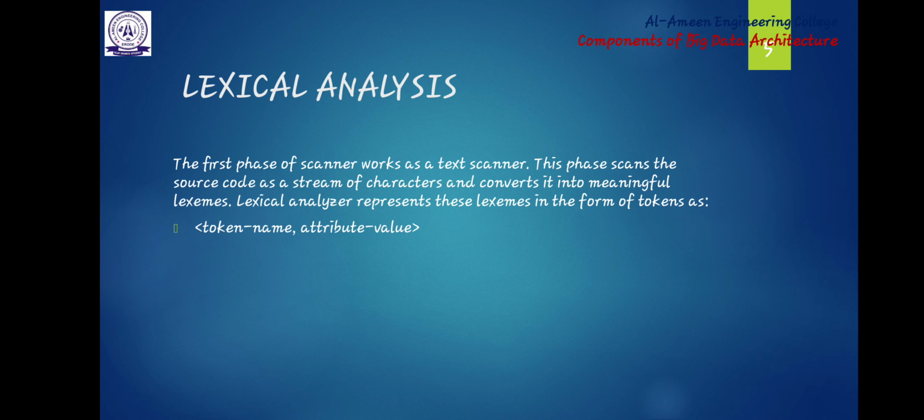First we'll see the lexical analysis phase. What is the lexical analysis phase? It is the first phase of compiler design. In this first phase, the scanner works as a text scanner. This means we give the high level language program. It will scan each and every line of the program and convert it into tokens, which we can call lexemes. These are meaningful lexemes, and the lexical analyzer represents these lexemes in the form of tokens: token name and attribute values. Like this we can represent the lexemes.